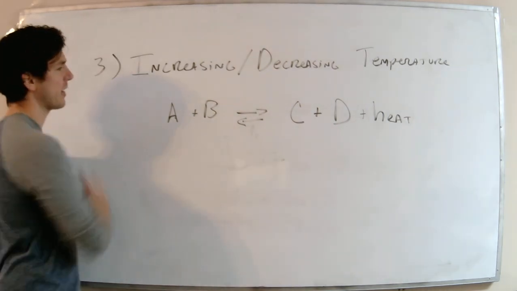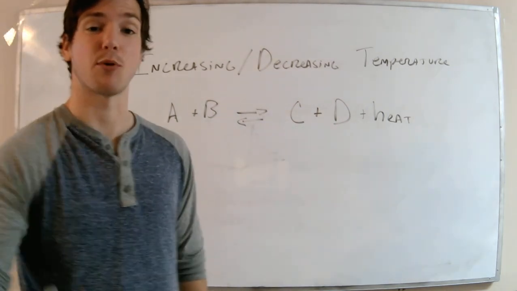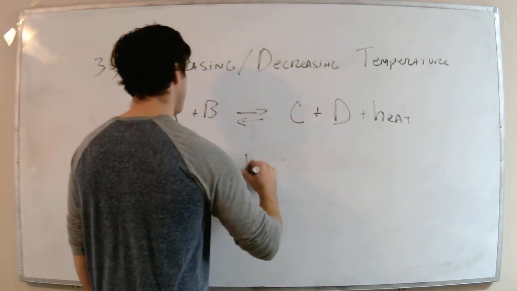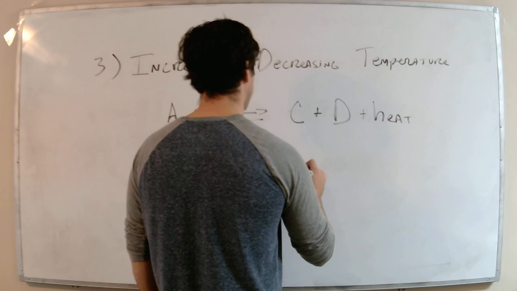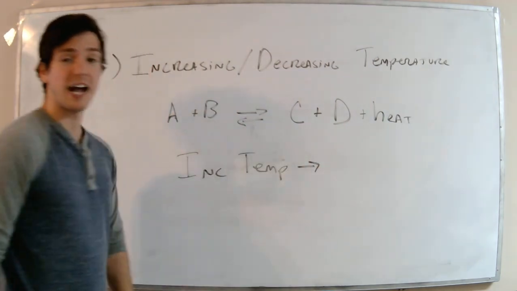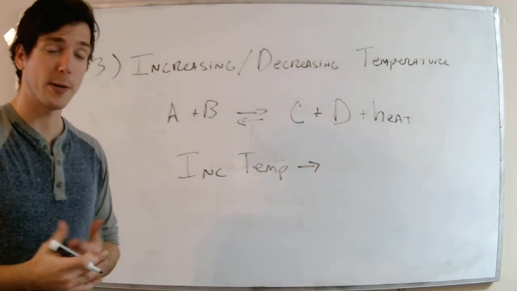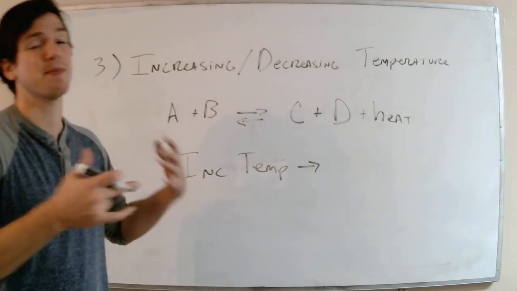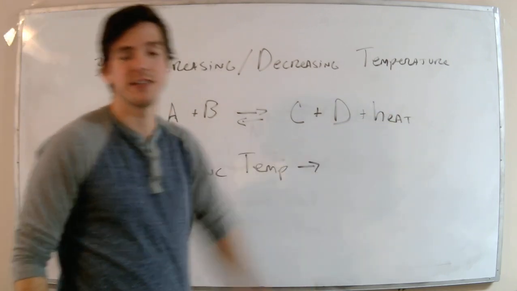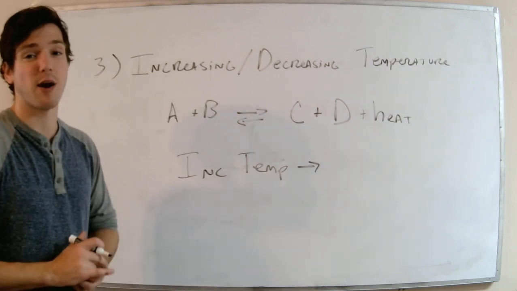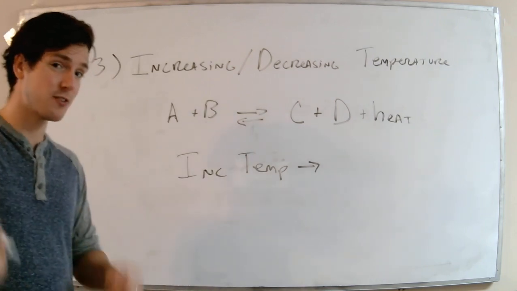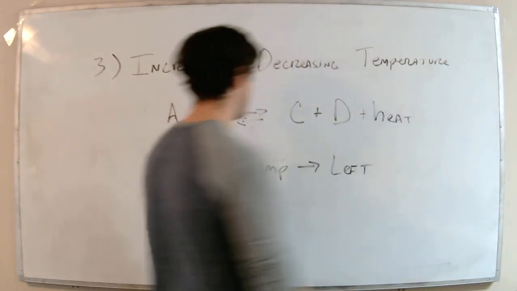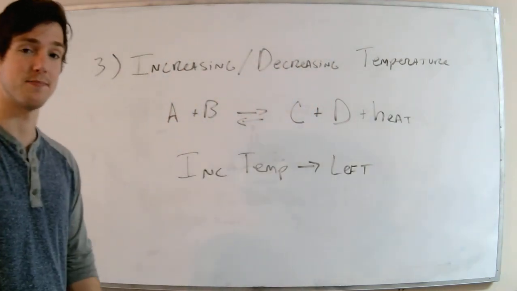So let's say that our reaction is exothermic. Heat is a product. And say that I increase the temperature. Well, remember that heat is now a product. So when I increase that temperature, I am essentially adding a product. So if I'm adding a product, which way is this going to shift? Left. It's going to shift left towards the reactant side.